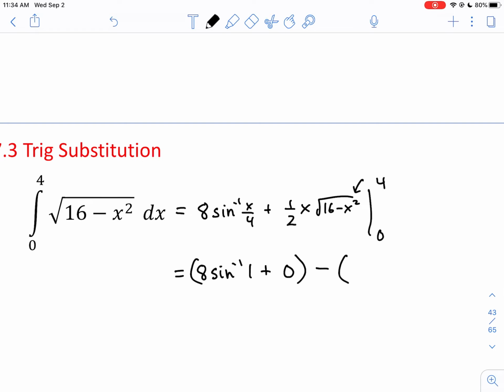Then you go minus, and then you plug in the 0. We're going to get an 8 arc sine of 0 plus, and then when you plug 0 into this part of the antiderivative, right there specifically, that's going to zero everything out as well. So our answer is 8 arc sine 1 minus 8 arc sine 0.